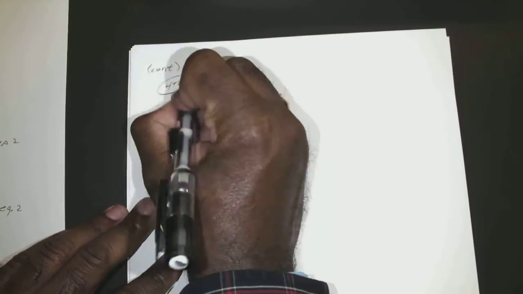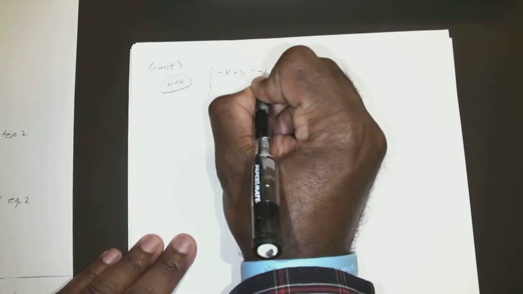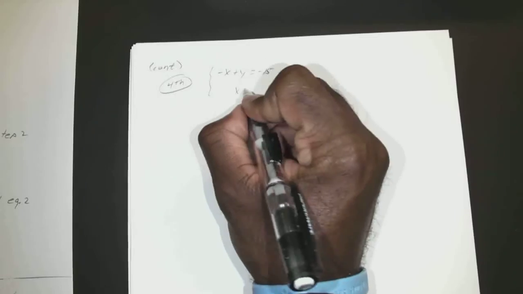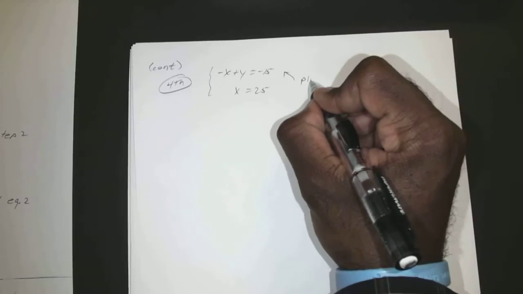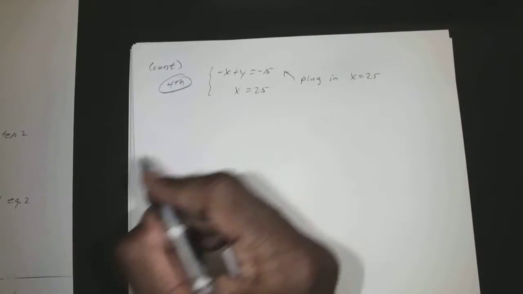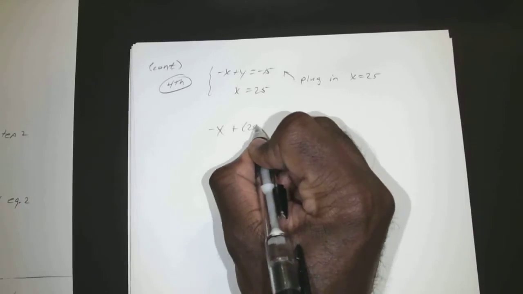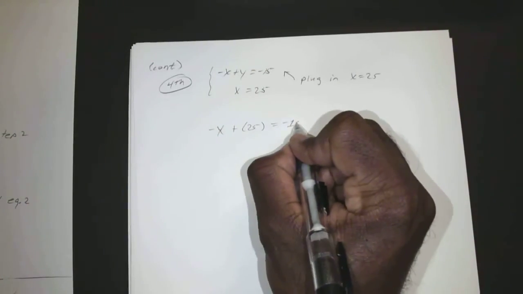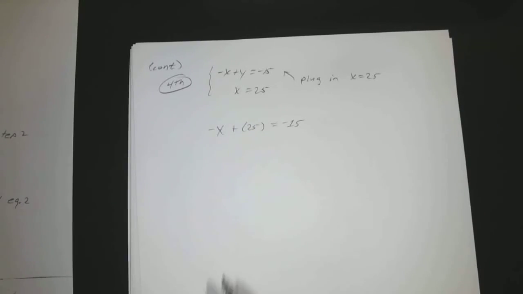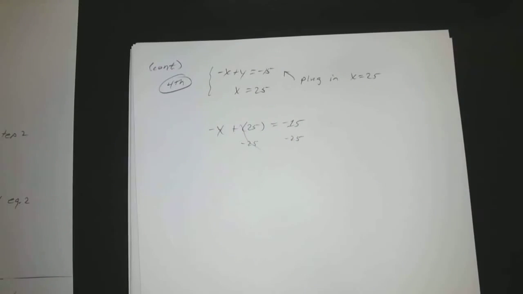So we know we're at our fourth step. And again, you have steps 2 and 3. So negative x plus y equals negative 15, and x equals 25. So here you just plug in x equals 25 and you can solve for y. So negative x plus y equals negative 15. I replaced the wrong one, but you get my idea.